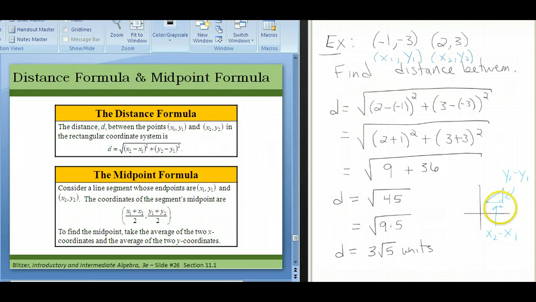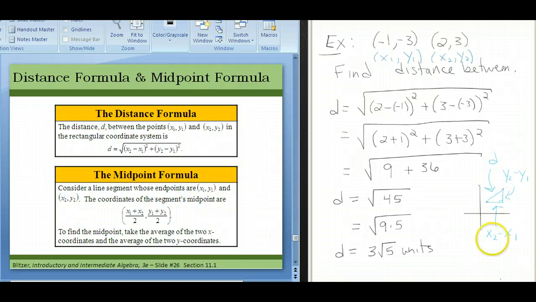And by using the Pythagorean theorem, we see that this side squared plus that side squared is equal to that hypotenuse squared, right? So here, if this was d squared, we would have d squared equals x2 minus x1 squared plus y2 minus y1 squared. That's just the Pythagorean theorem acting on that right triangle right there, where the distance between the 2 points is the hypotenuse of that right triangle.